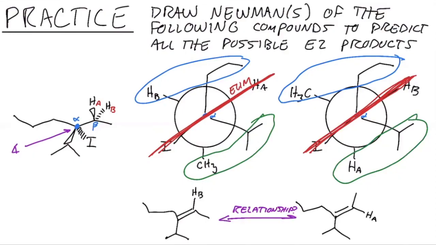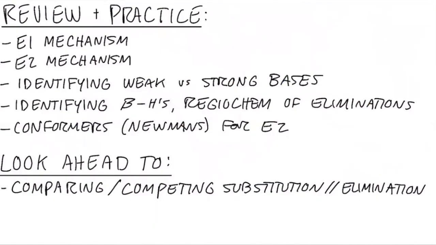So with that, I have basically the same stuff for you to review and practice this time around. We need to be thinking about these mechanisms, identifying weak versus strong bases, thinking about the beta hydrogens and the regiochemistry of eliminations. Particularly, try out the other method that we practiced today for E1 to make sure that you're getting the best regiochemical outcome. And for E2, practice your Newmans again and try this new method for predicting the product after you've used a Newman projection.